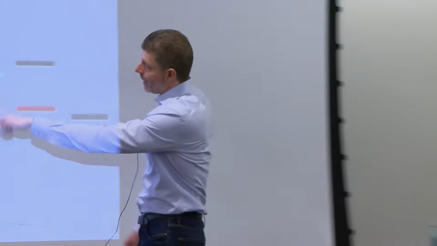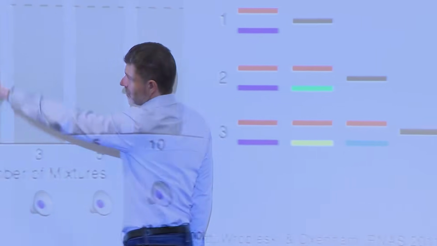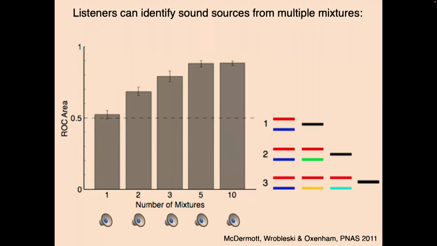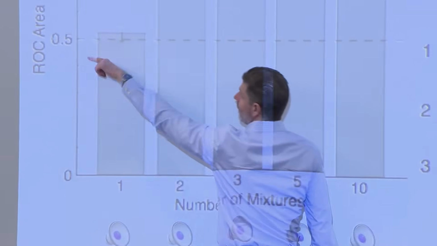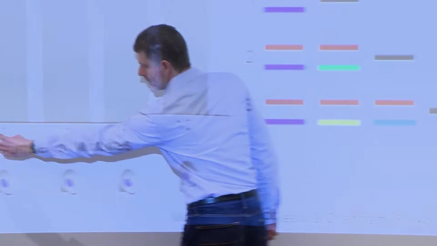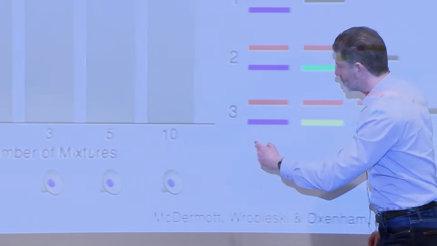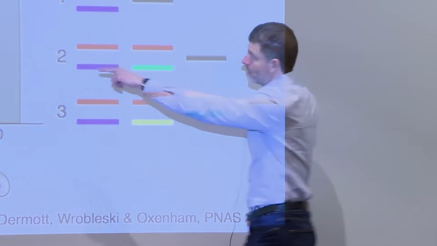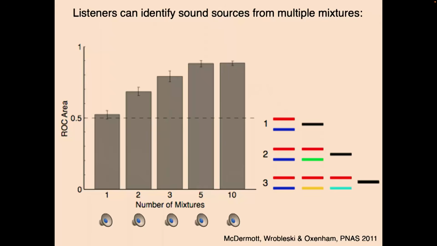And so this graph is plotting a measure of how well people can perform this task. The measure here is what's called the ROC area, which is related to d prime, which we talked about earlier. Chance performance here is going to be 0.5, and values above that will mean that you're able to perform the task. This graph is showing that as you increase the number of mixtures, which in this case means hearing repetitions of the target sound, you're able to hear the target out pretty well. And this is pretty easy to verify for ourselves.